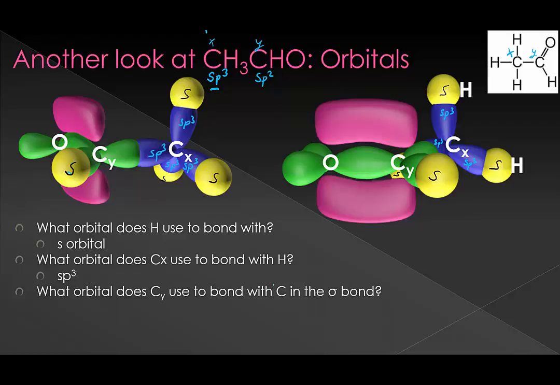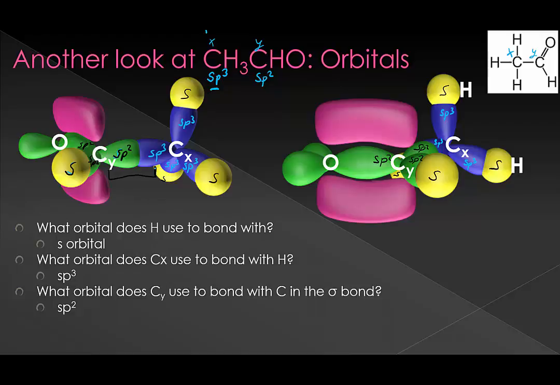And I ask you, what does the carbon use to bond to the other carbon? Since we know that all of our sigma bonds are formed with our hybrid orbitals, we can fill these in. Maybe this one's a little bit easier to see. Our carbon is going to bond to our other carbon with sp2. So let's look at this bond for just a moment. That's actually formed by one carbon's sp3 overlapping with another carbon's sp2.